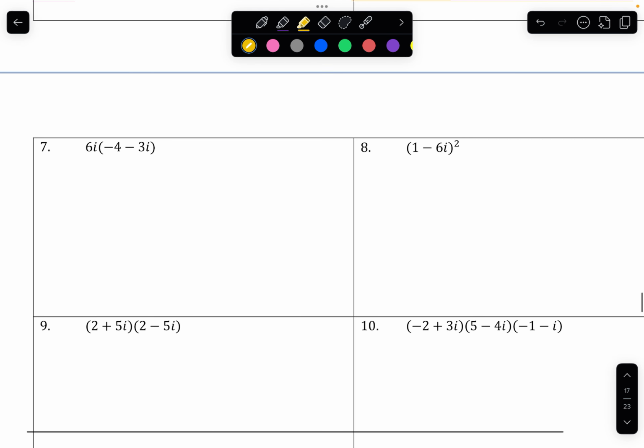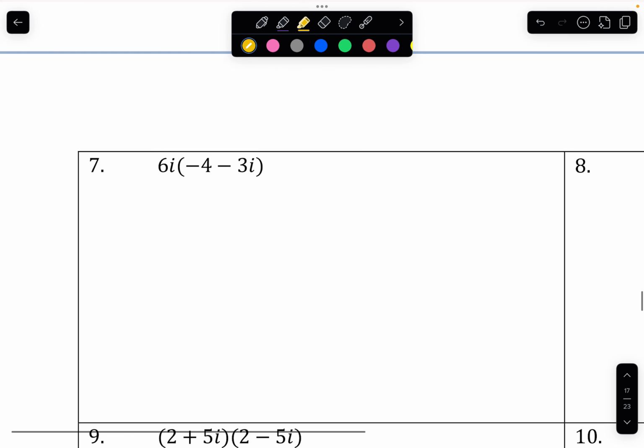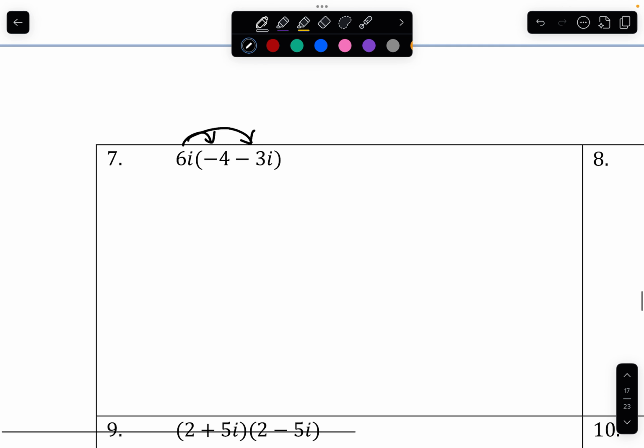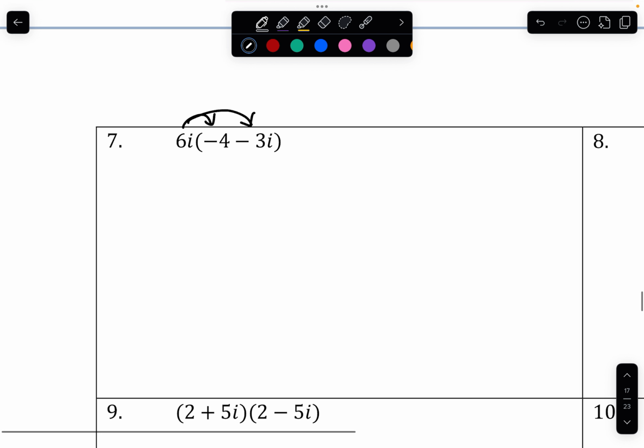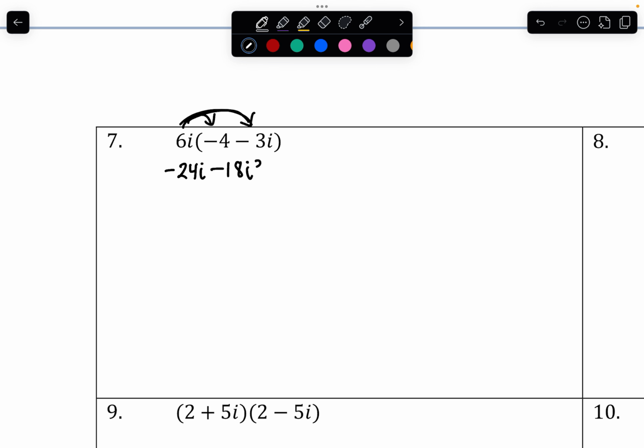Okay, so now we're going to look at some special cases. On number 7, we just have a pure imaginary number, which is technically like a monomial, a single term. And so all we would do here is distribute. We don't have a binomial times a binomial, so it's not necessary to FOIL. And so that would give me -24i, and then 6i times -3i is -18i squared.